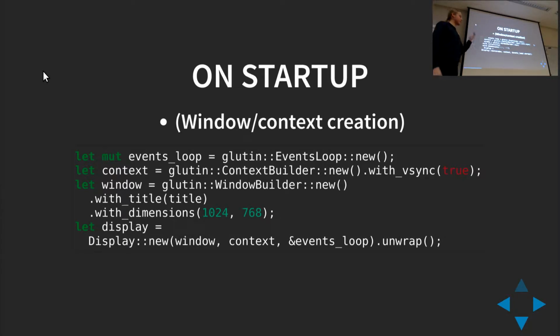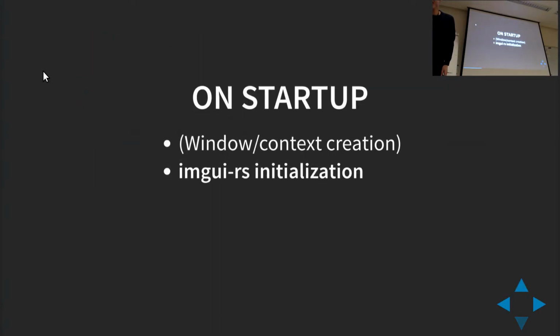First we create an event loop, then we create this glutin context, enable vertical synchronization, and then we create the window with the title and dimensions. And finally, we create a display, which is something that we can then draw to. So it's not IMGUI code, but necessary if you want to actually show something.